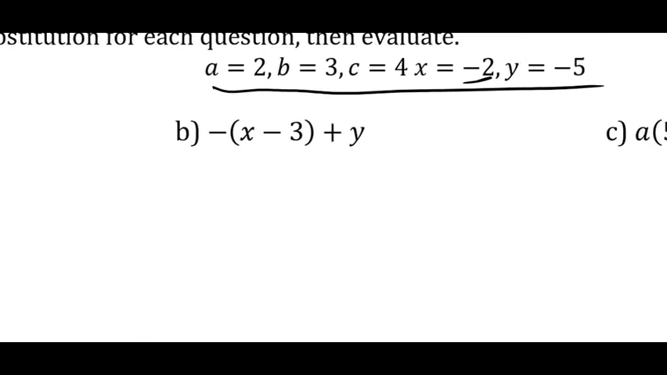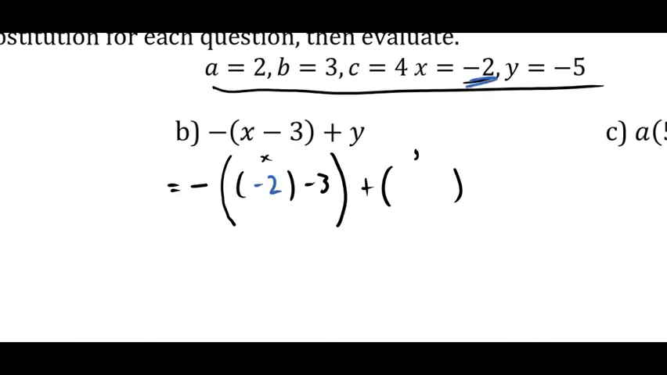What about this one? It would look like this. So negative, I'm going to put a big bracket, smaller brackets, -3, big bracket, plus brackets for y. This one's y, this one's x. So that one's going to be -2 because of the -2, and this one's going to be -5 because of the -5. Does that make sense?